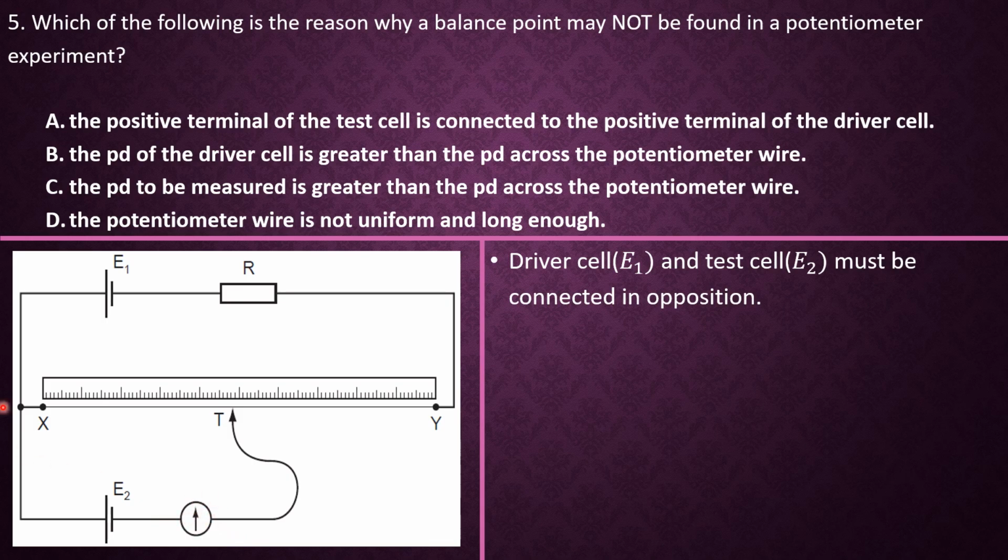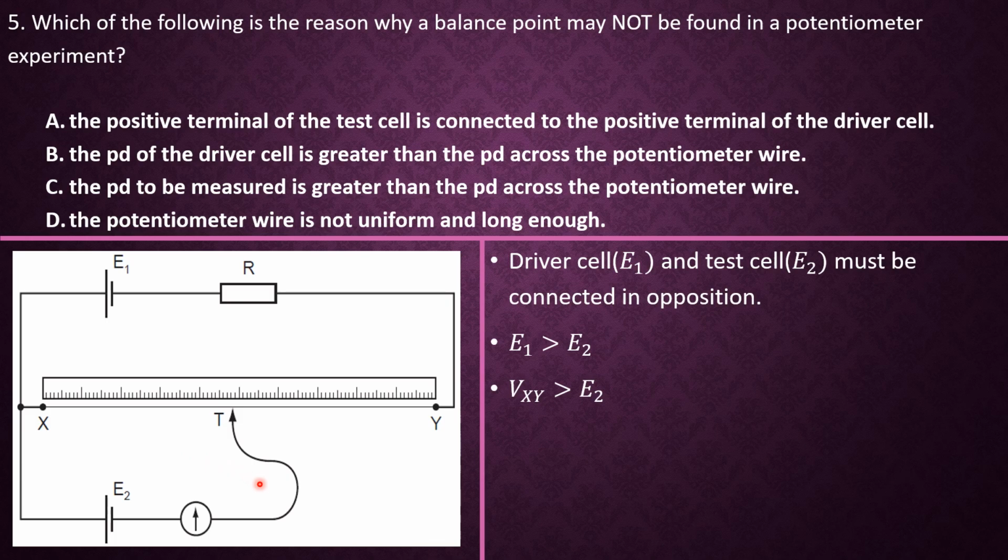Okay, so when the PD across XT is the same as the PD across E2, you realize that two arms with zero potential difference between them, no current flows between them, and so that's why this galvanometer does not deflect. That is made possible by the fact that you've connected E1 and E2 in opposition, positive terminal to positive terminal. The next point is that your E1 has to be greater than E2. If the EMF of the test cell is greater than the EMF of the driver cell, then the test cell is always going to supply current throughout the circuit, and so you're never going to get a balance point. So it's very necessary that your driver cell is bigger than the test cell.